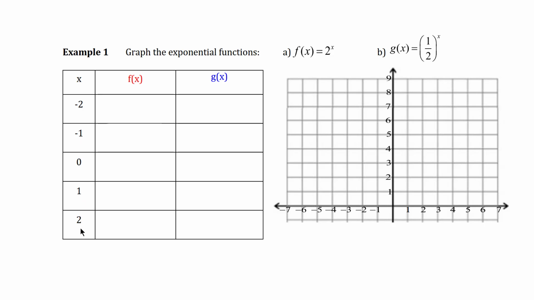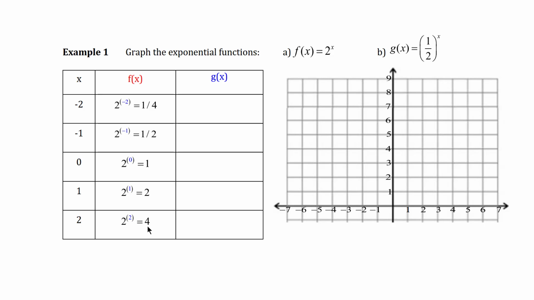Next, we're going to find the corresponding y values, starting with the function f. We take -2 and plug it into the function f. We get 2 to the -2 power is equal to 1/4. For -1, we get 2 to the -1 power equals 1/2. For 0, we get 2 to the 0 power is equal to 1. For 1, we have 2 to the 1 power is equal to 2. For 2, we have 2 squared is equal to 4.